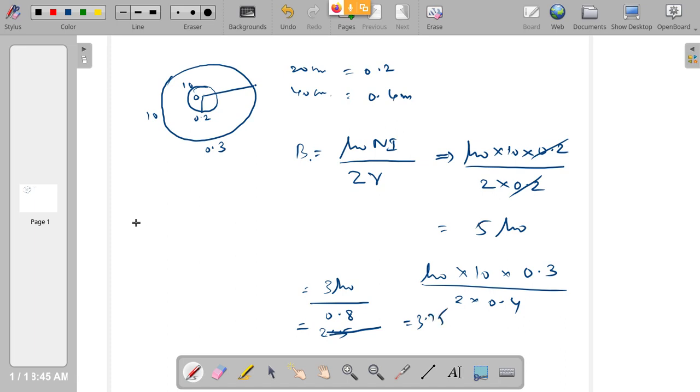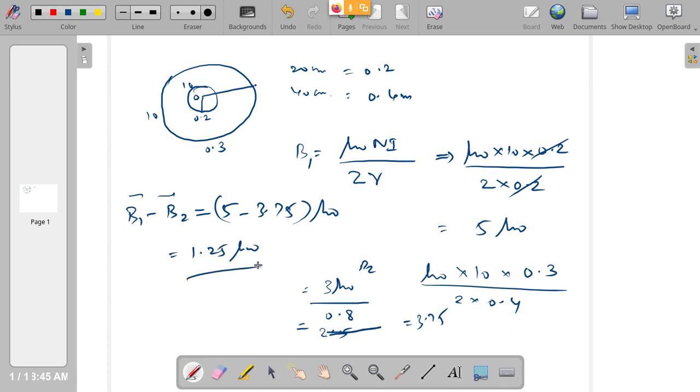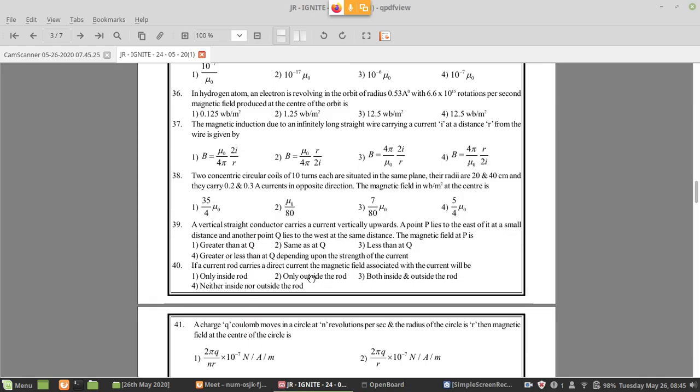And this is 5. So which one is higher? B1 is higher. B2 is smaller. So we have to effectively do B1 minus B2 to get the magnetic field at the center, which is equal to 5 minus 3.75 mu naught. So the answer is 1.25 mu naught. That is the answer for this. 1.25 mu naught is 5 by 4 mu naught. So the fourth choice is the answer.